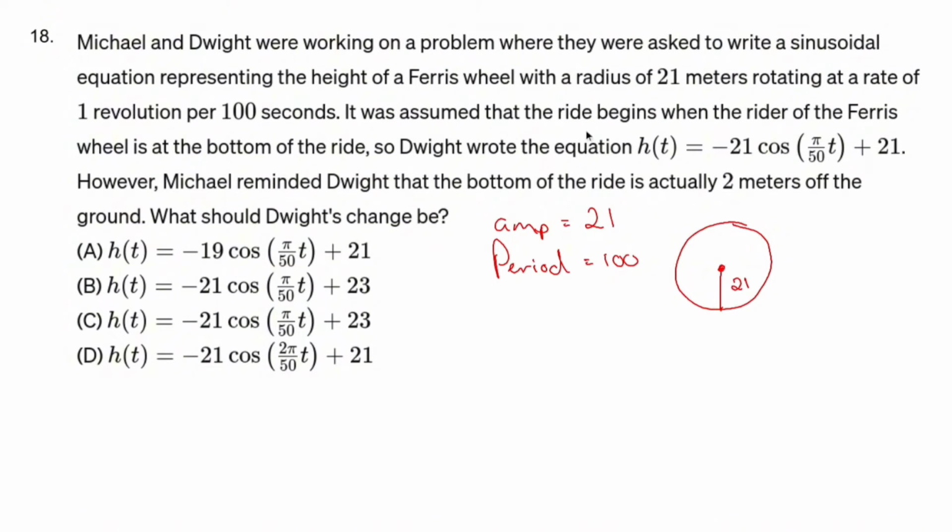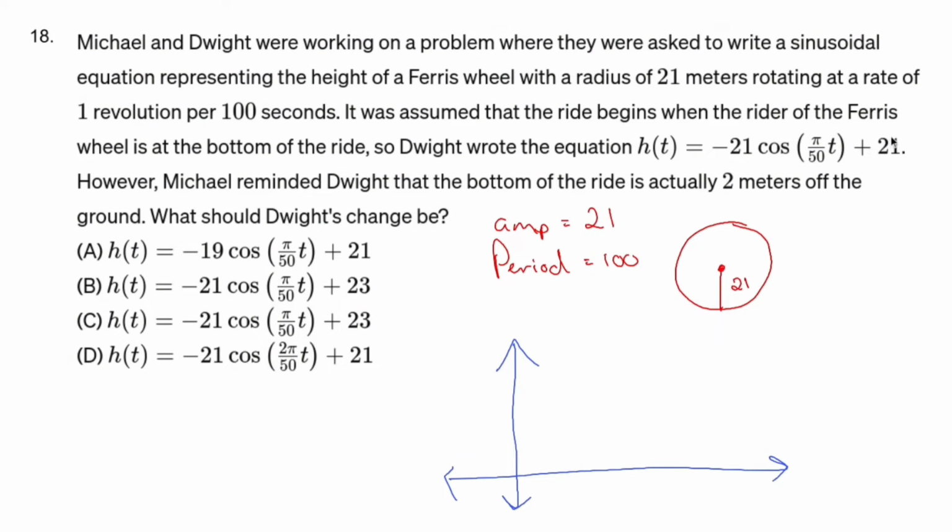It was assumed that the ride begins when the rider of the Ferris wheel is at the bottom of the ride. So Dwight wrote out the equation h of t equals negative 21 cosine pi over 50 t plus 21. Now let's see what that looks like. Let's see the picture that Dwight came up with and whether there are any issues.